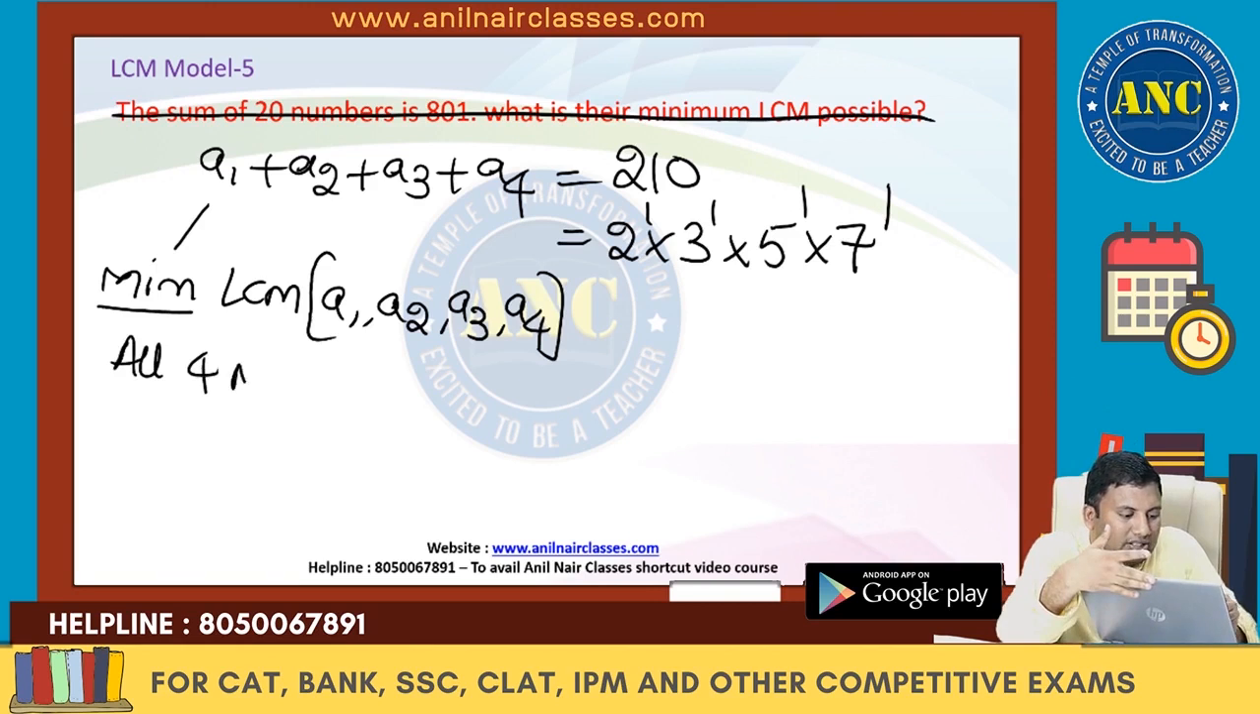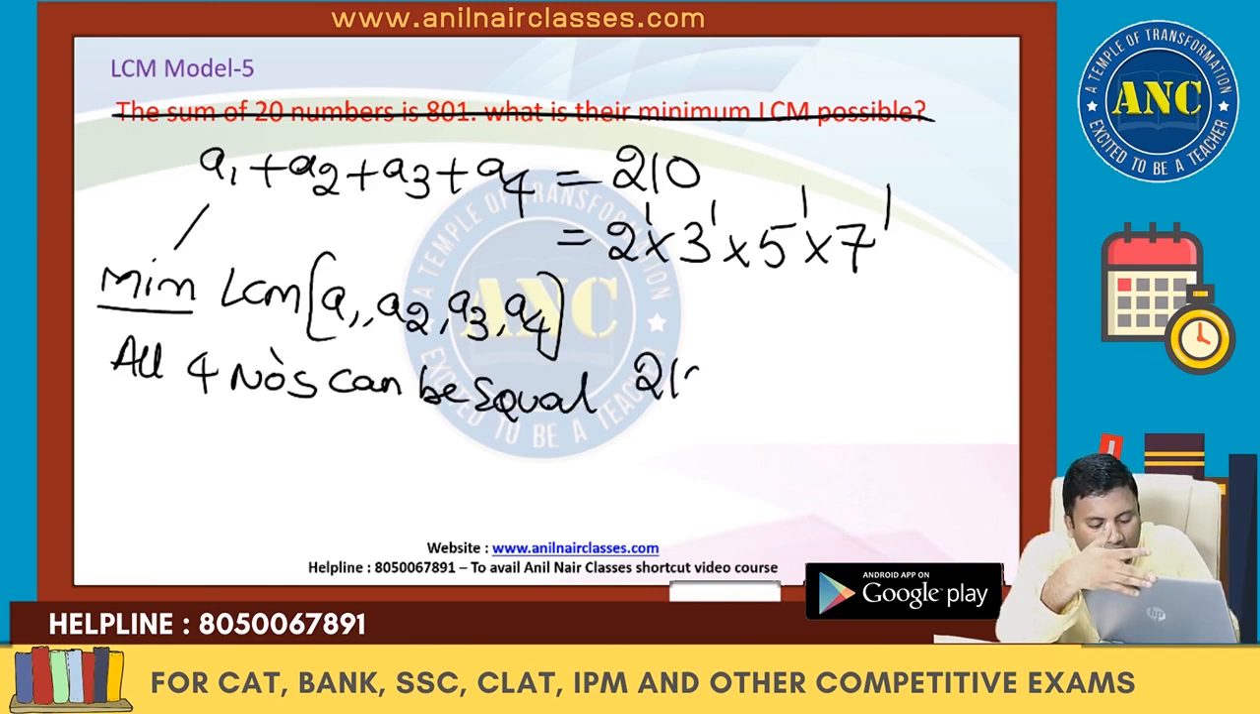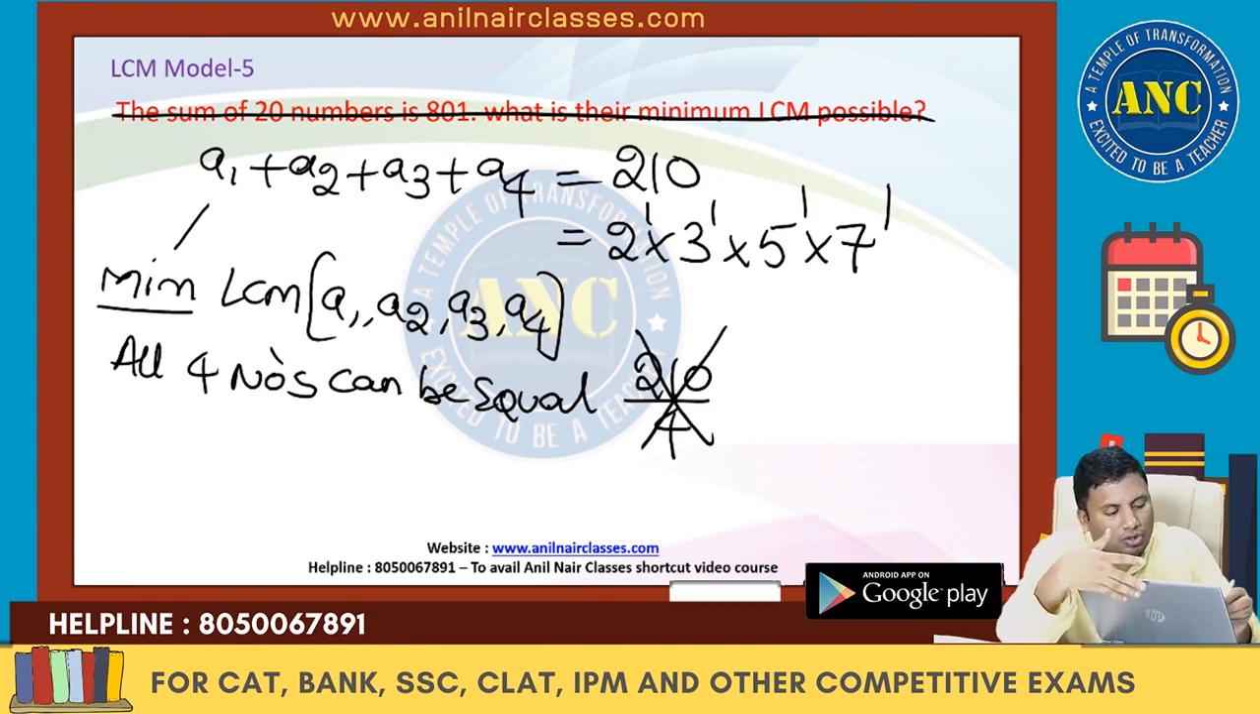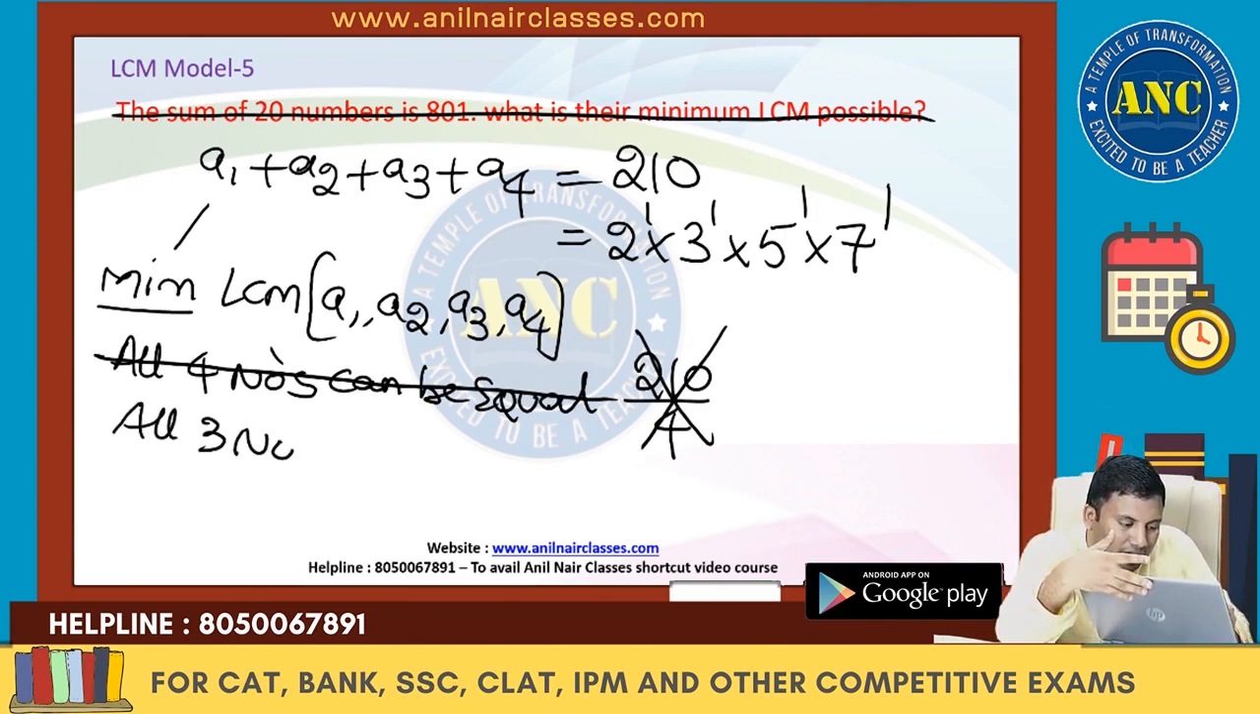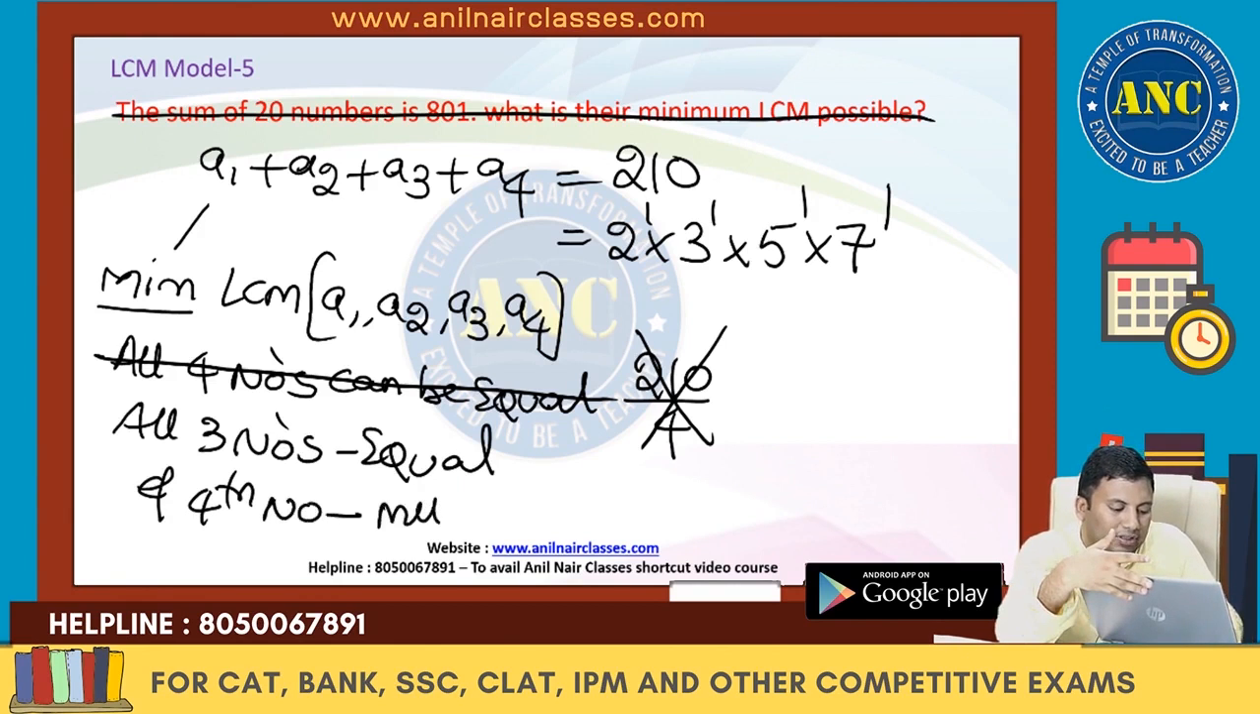All the 4 numbers can be equal. But 210 divided by 4, 210 is not divisible by 4. So, first case, all the 4 numbers equal, is not possible. Second case, 3 numbers are equal, and the 4th number should be a multiple of the other 3 numbers. This is the logic.